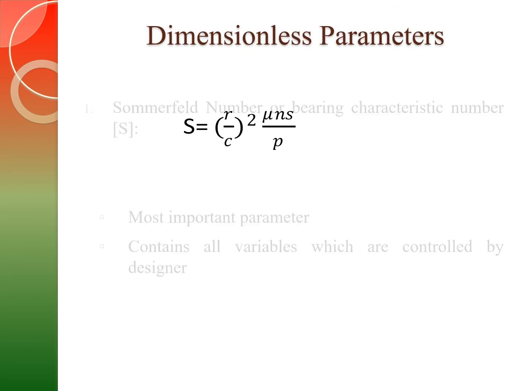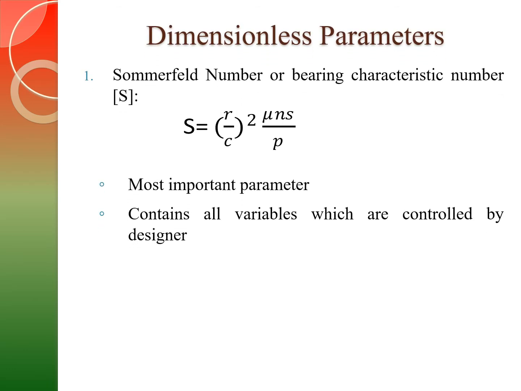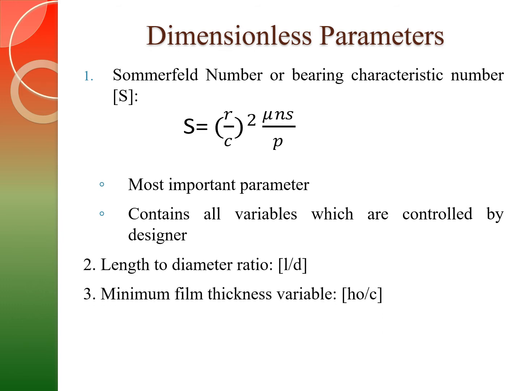First dimensionless parameter is the Sommerfeld number or bearing characteristic number. It is defined as S is equal to (R upon C) whole square into mu N_s upon P. This is the most important parameter. Why is it the most important parameter? Because it contains all variables which are controlled by the designer. So it is the most important parameter. You have to learn that simple Sommerfeld number: S is equal to (R upon C) whole square into mu N_s upon P.